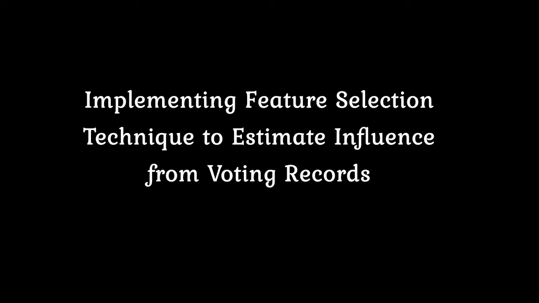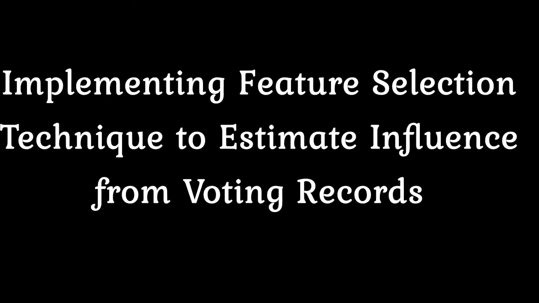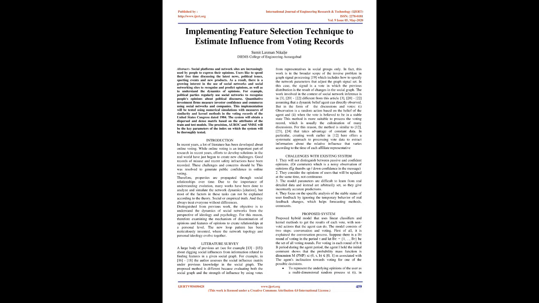Implementing feature selection technique to estimate influence from voting records. Abstract: social platforms and network sites are increasingly used by people to express their opinions. Users like to spend their free time discussing the latest news, political issues, sporting events, and new products.